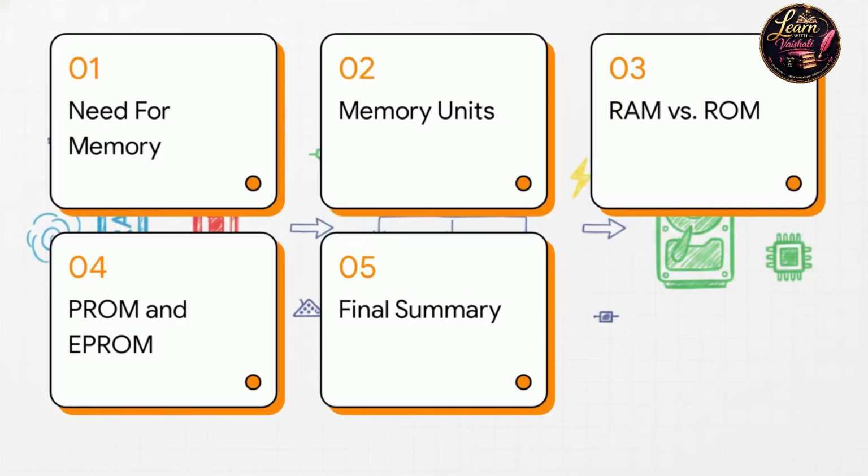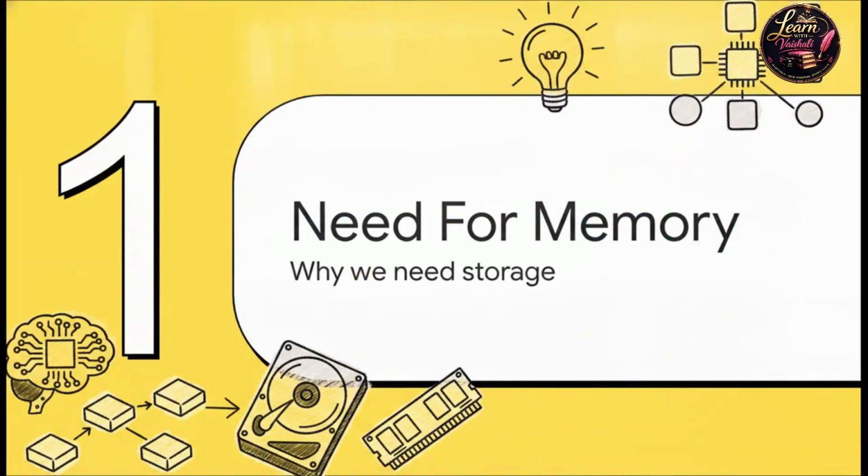Okay, so here is our roadmap for today's explainer. 1. The need for memory. 2. Measuring memory units. 3. RAM versus ROM. 4. Programmable ROM variations. And finally, 5. Final exam summary. Section 1. The need for memory.